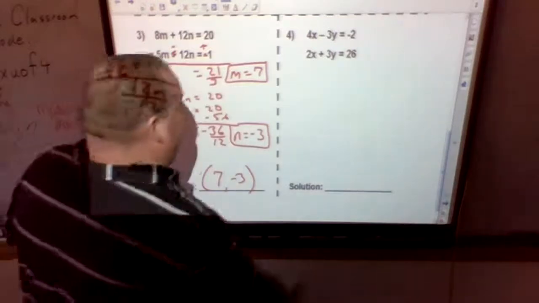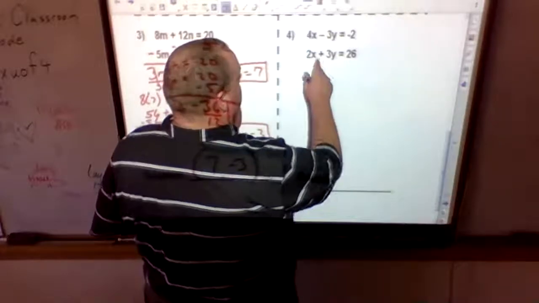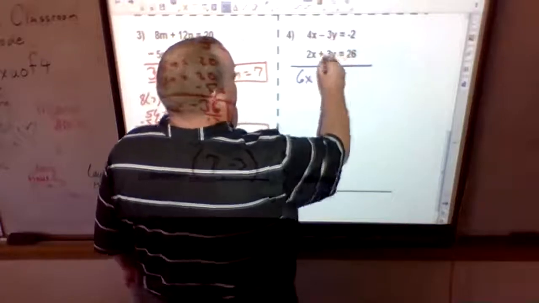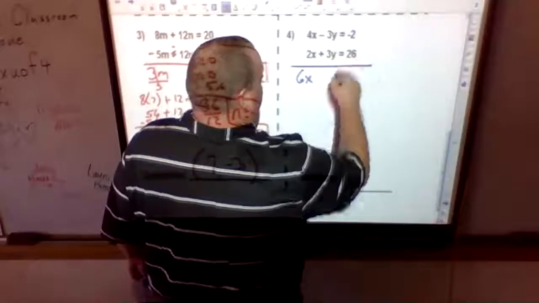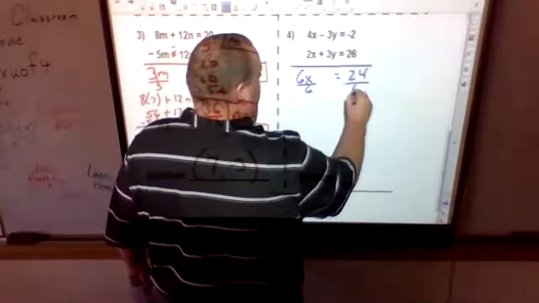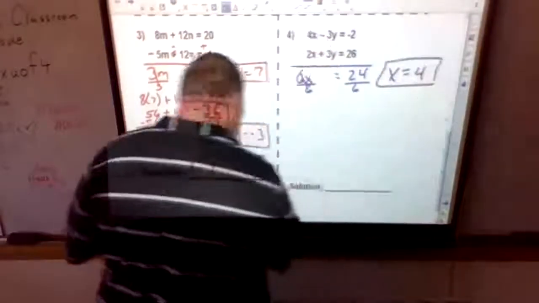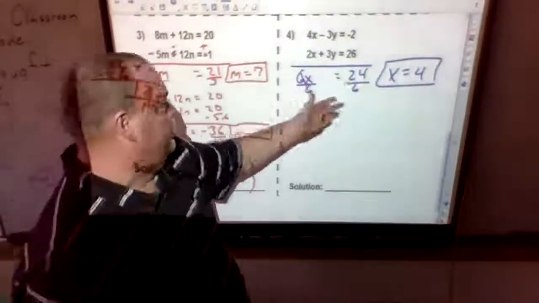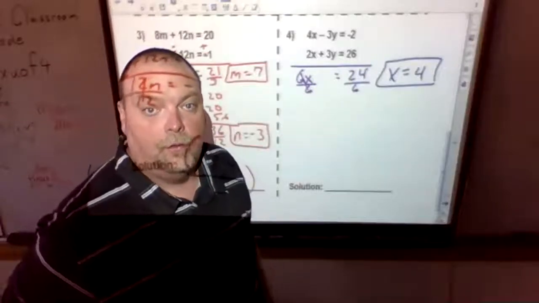Okay, so if I added vertically here, could I eliminate something? Yes, I could, okay? So 4x plus 2x is 6x. Negative 3y plus 3y is 0. That's what I'm eliminating. And negative 2 plus 26 is 24. So when you divide both sides by 6, you get x equals 4. Now, hopefully that is what you guys got. If not, hopefully you see what you did or didn't do. And you can always ask me questions the next time I see you, okay?